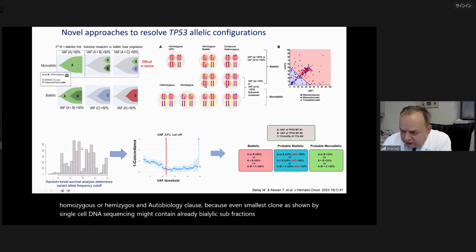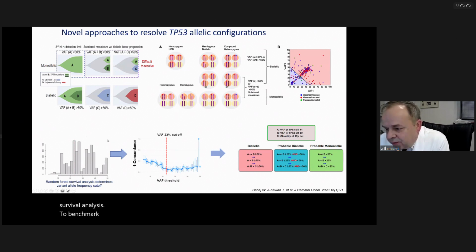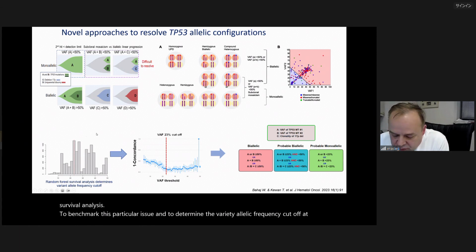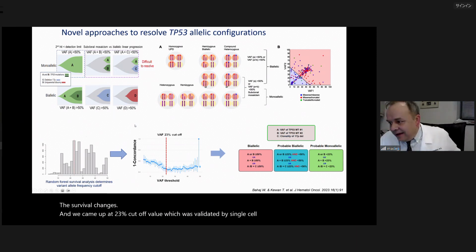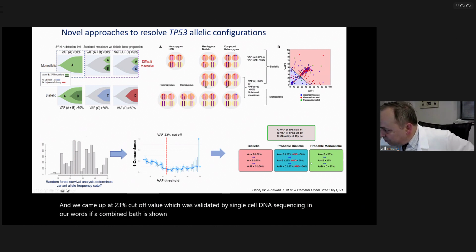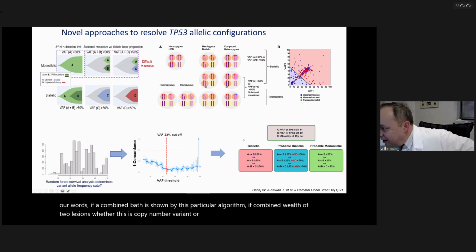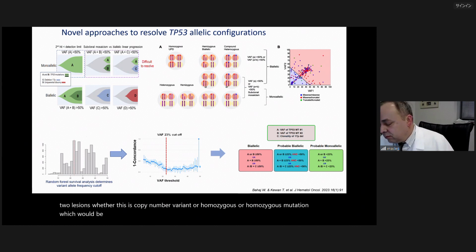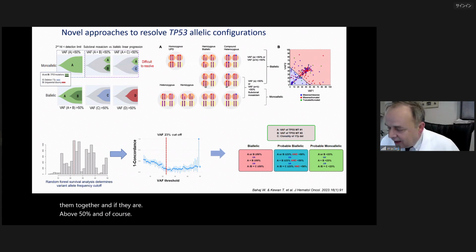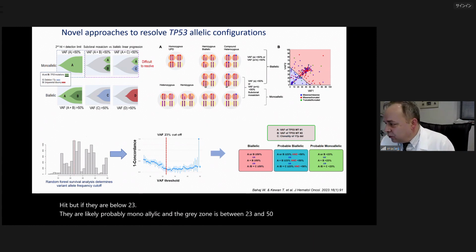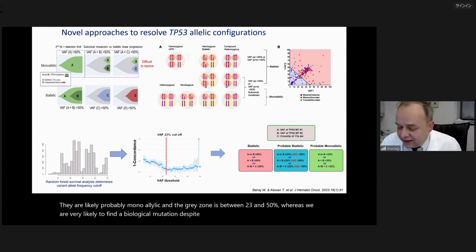And we performed random forest survival analysis to benchmark this particular issue and to determine the variant allelic frequency cutoff at which the survival changes. And we came up with a 23% cutoff value, which was validated by single-cell DNA sequencing. In other words, if a combined VAF of two lesions, whether this is a copy number variant or homozygous mutation, which would be only one VAF, but the other possibility is that there's a biallelic mutation. We add them together, and if they are above 50%, then of course this is a biallelic hit. But if they are below 23, then they are probably monoallelic, and the gray zone is between 23 and 50%, whereas we are very likely to find a biallelic mutation despite the fact that the combined VAF is below 50.